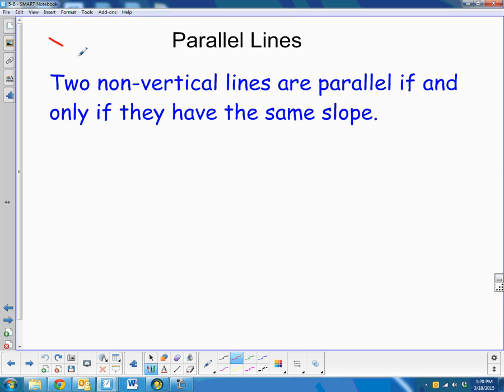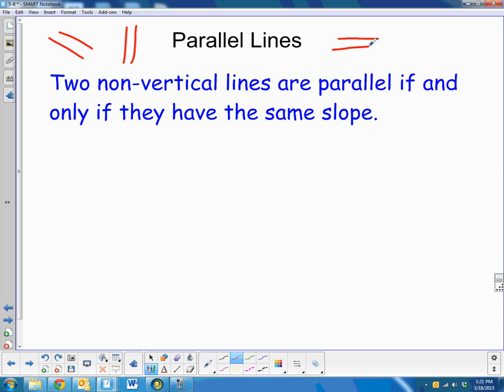If we have two lines like that, that'd be parallel. Or like that, or like that, those would be parallel. Two lines that never intersect. Obviously, my picture is not perfect, but parallel lines are two lines that will never intersect. So two non-vertical lines are parallel if and only if they have the same slope.